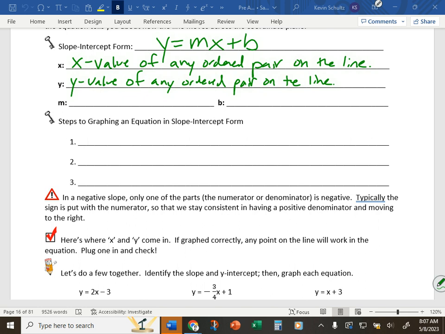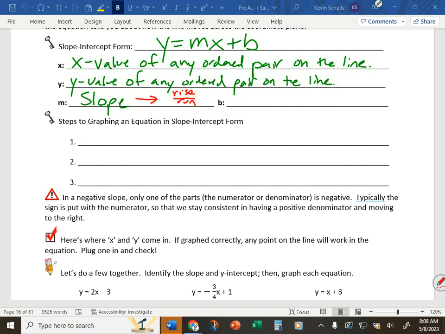And the m variable represents the slope. We've done this before. What is slope? What is slope, Tristan? Rise over run, right? It's that change in y over the change in x. It's the vertical change and the horizontal change. We found slope by looking at a line on the coordinate plane. We found slope by using a slope formula, okay? But the m variable is the slope.